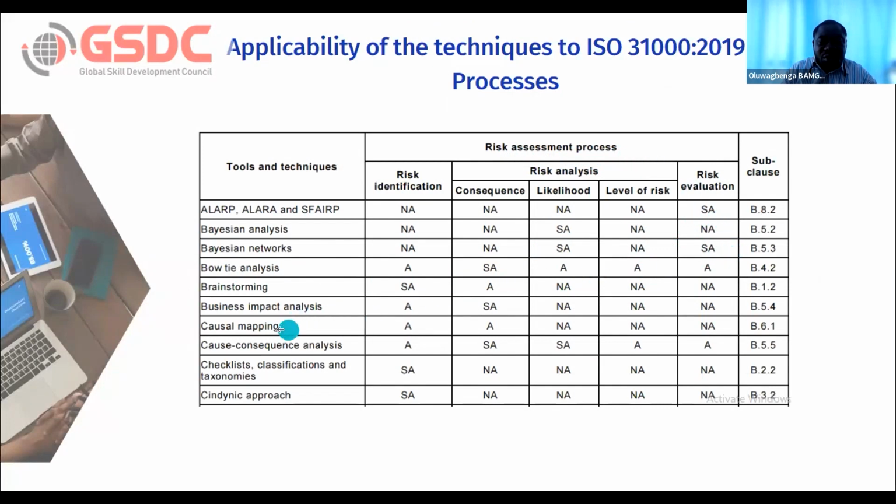The same thing goes with brainstorming. For risk identification, it is strongly applicable, we should use brainstorming. Okay? And you can see, you can't use brainstorming for what? Level of risk. Under risk analysis, it is not applicable. Neither will it be applicable for your risk evaluation. Okay?